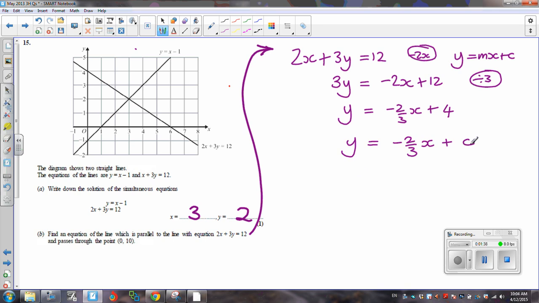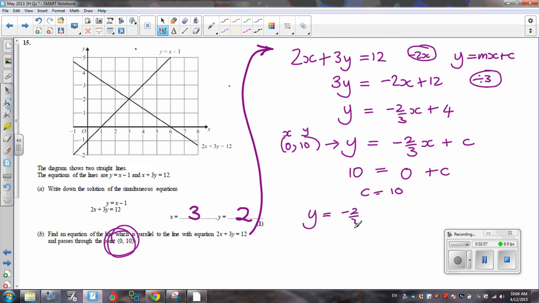This is our problem. We've got to find out what c is. Now I can do that because I know that the line goes through the point 0, 10. I can substitute that point into this equation so that the x coordinate is 0 when the y coordinate is 10. So instead of y, I'm going to write 10. Now x is 0, so minus 2/3 of 0 is still 0, and that's plus c. So c must be 10. So the equation of the line that I'm looking for is y equals minus 2/3 x plus 10.